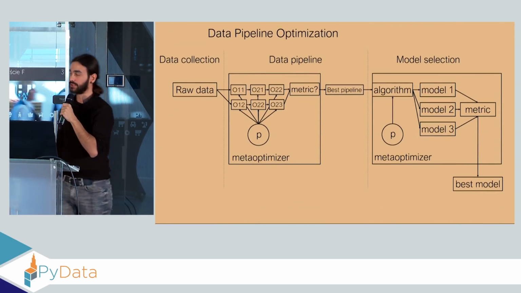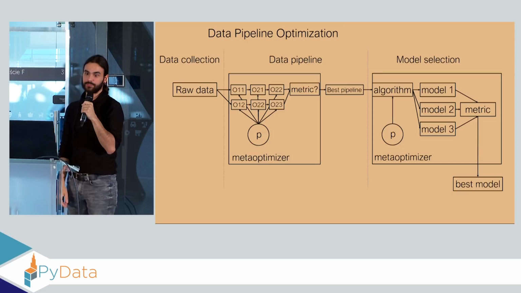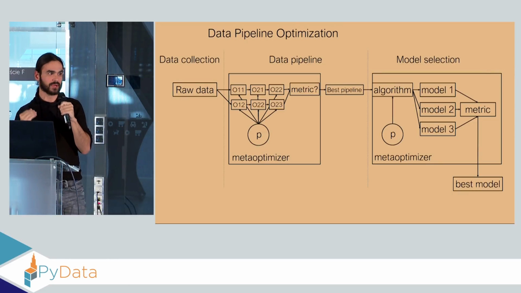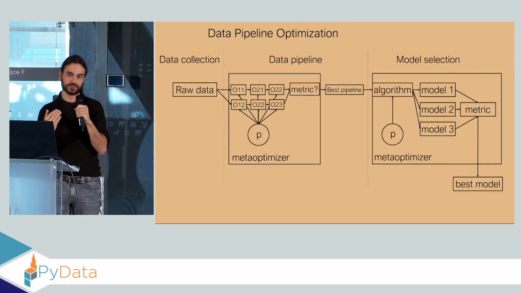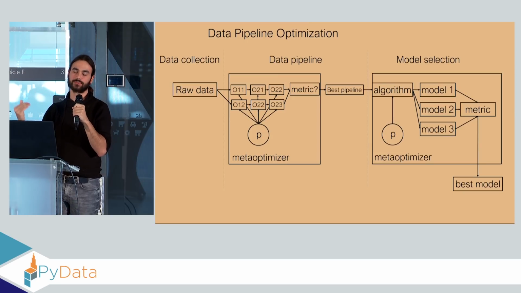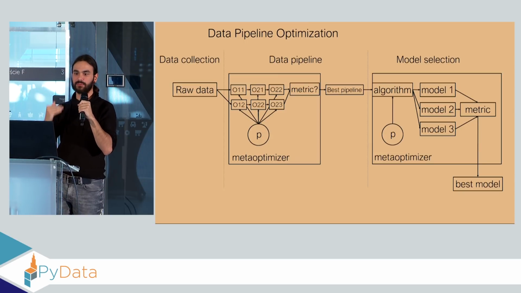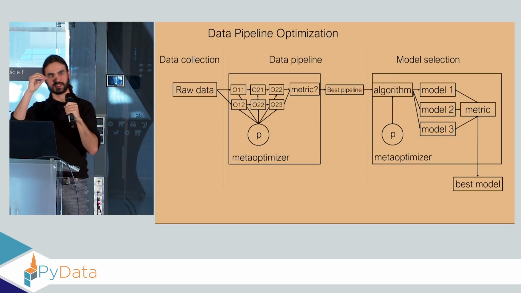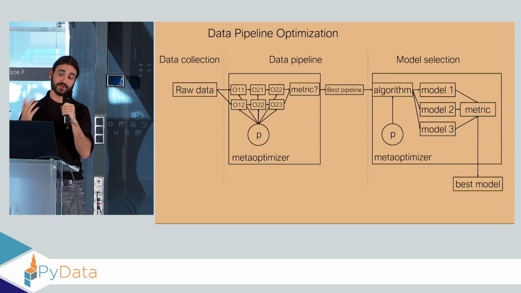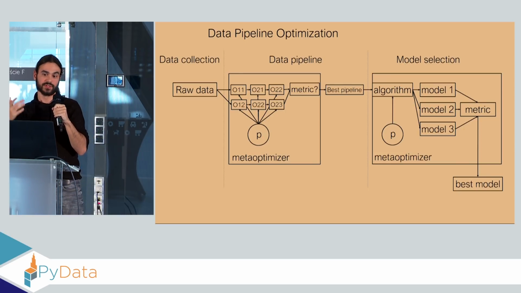What I suggest is to do exactly the same thing for the data pipeline. You have a meta-optimizer that will suggest some configurations for all your operations in your data pipeline, generate plenty of data pipelines, and with a certain metric, you select the best data pipeline, and finally forward this data to your algorithms. So, okay, we need a metric.